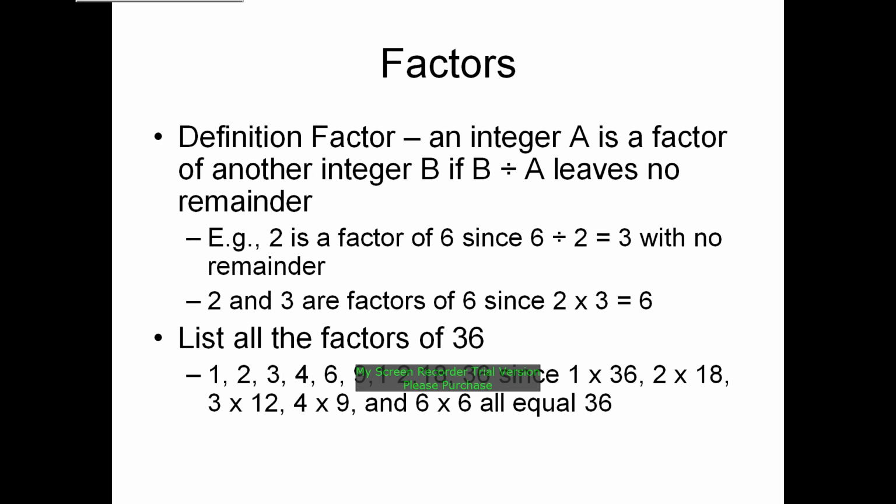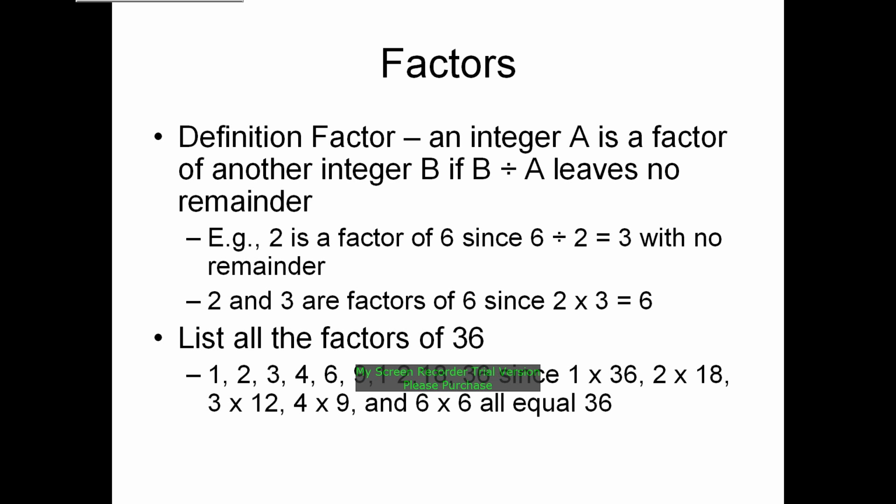Factors. Definition of a factor. An integer a is a factor of another integer b if b divided by a leaves no remainder. That sounds sort of complicated, but what we mean is we can divide it evenly with no remainder. So 2 is a factor of 6, since 6 divided by 2 is equal to 3 with no remainder. 2 and 3 are factors of 6 since 2 times 3 is equal to 6. Other factors of 6 are 1 and 6 because 1 times 6 is equal to 6.